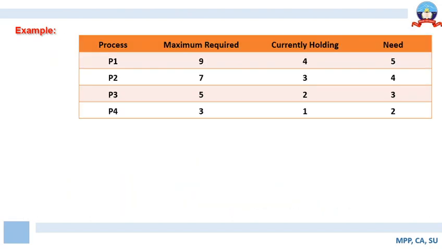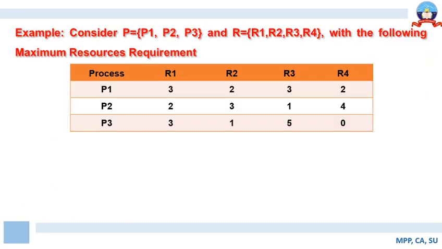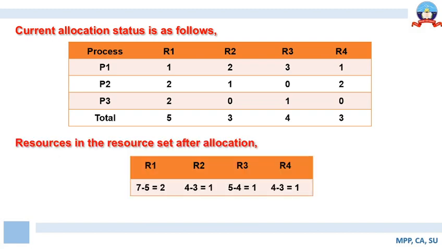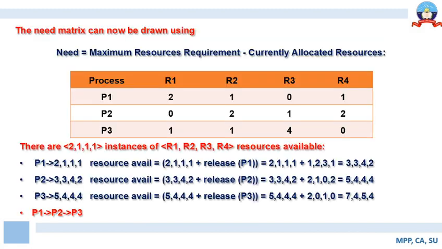Then we took a little complex example to understand how deadlock avoidance basically works, where we considered three processes with four types of resources with different numbers of resource instances. So we learned the way the allocation sequence is to proceed in order to avoid deadlock.